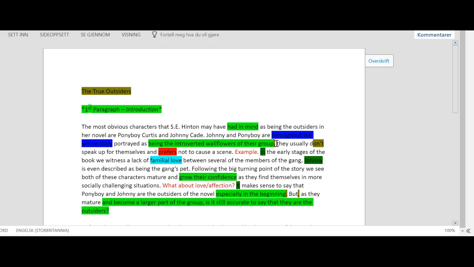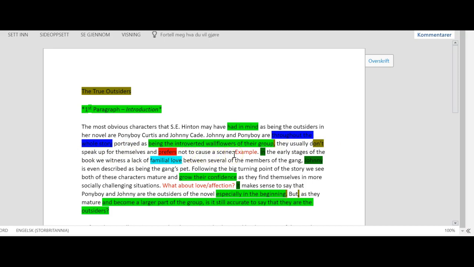So, throughout the story, Johnny and Ponyboy are portrayed as conscientious yet reserved members of their gang; a little bit of a longer break. They usually do not speak up for themselves and prefer not to cause a scene.